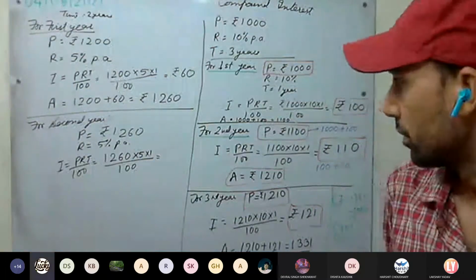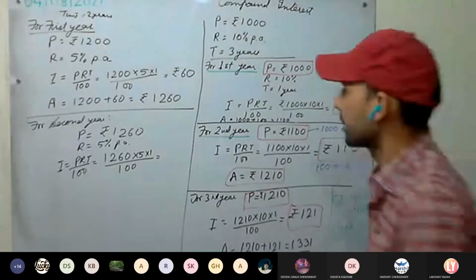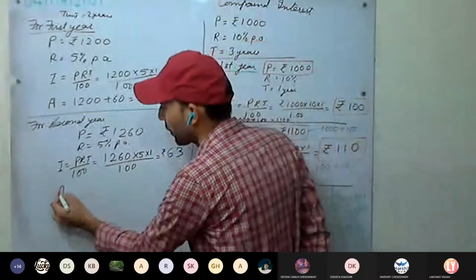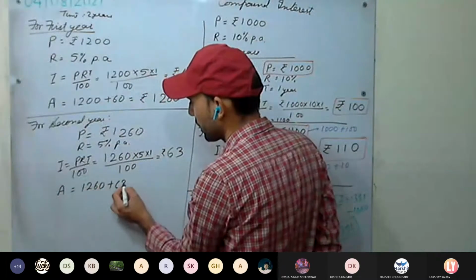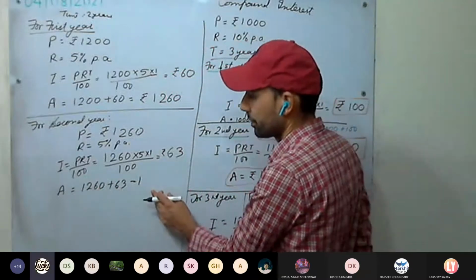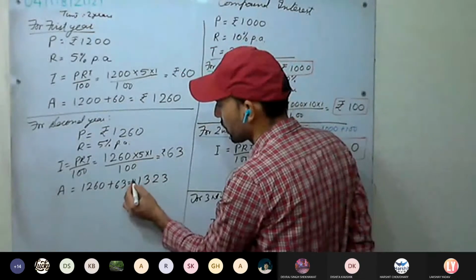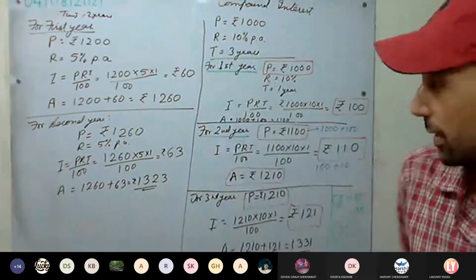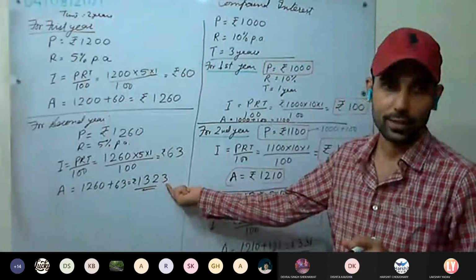Sir, 63. It is ₹63. Okay. So amount after second year will be what? 1260 plus 63. How much is it? 1323. Okay, this much rupees. So amount after 2 years will be how much? Find the amount. The amount is 1323. This is the amount.